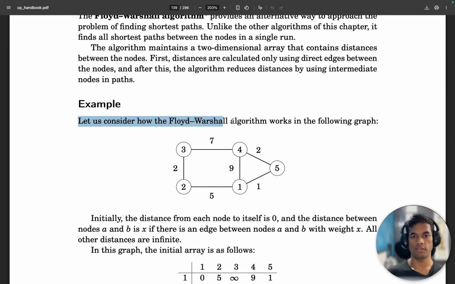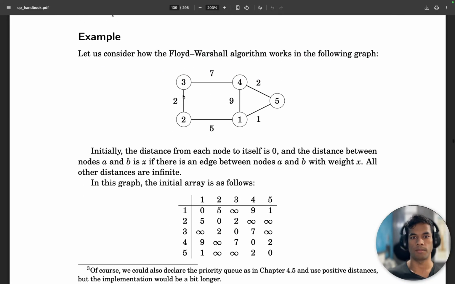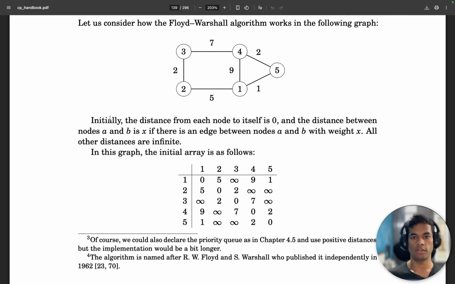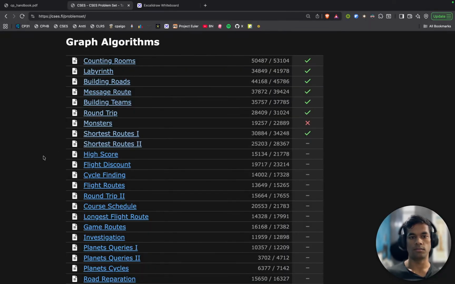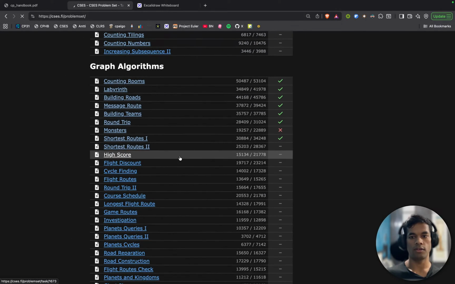Example: let us consider how the Floyd-Warshall algorithm works in the following graph. This one, all right. Initially the distance from each node to itself is 0, which are these values at the diagonal. And the distance between nodes A and B is x if there is an edge between node A and B with x weight. And is it directed?